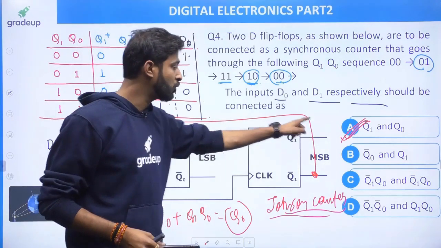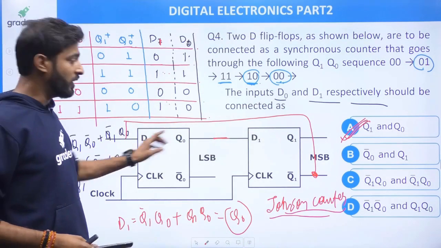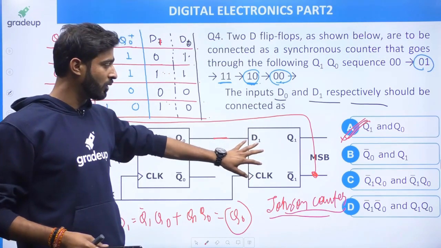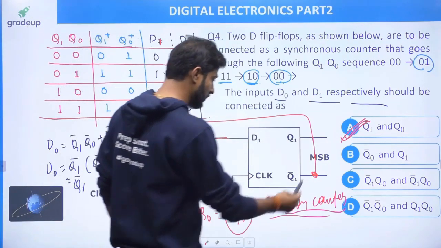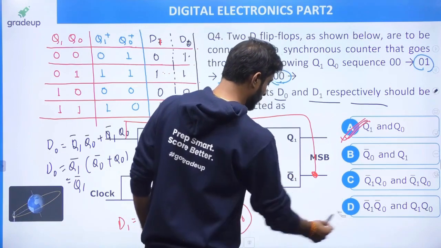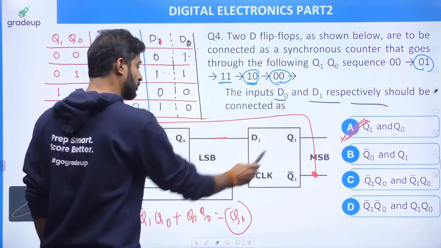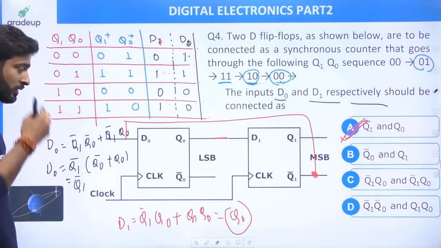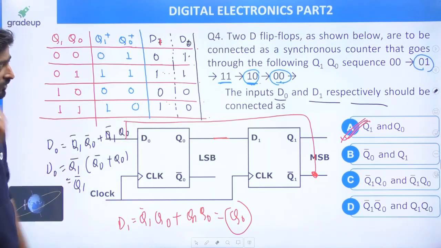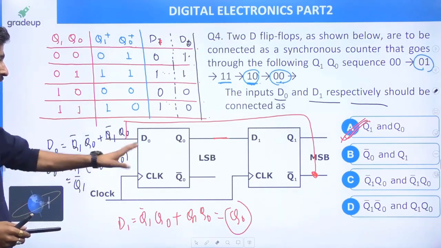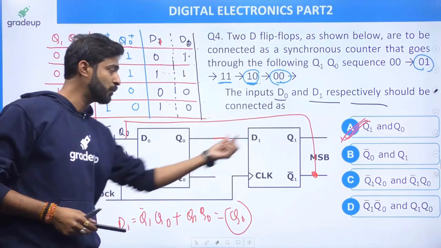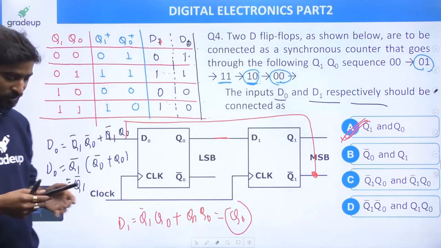Because if you connect from Q1 to D naught, the MSB, LSB order changes. So I'm not saying it is a Johnson counter, because this should be MSB, this should be LSB. Here the sequence is changed. Yes, it is not a Johnson counter. It is a Johnson counter when this is MSB and this is LSB. Then we can say that it is a Johnson counter, right?